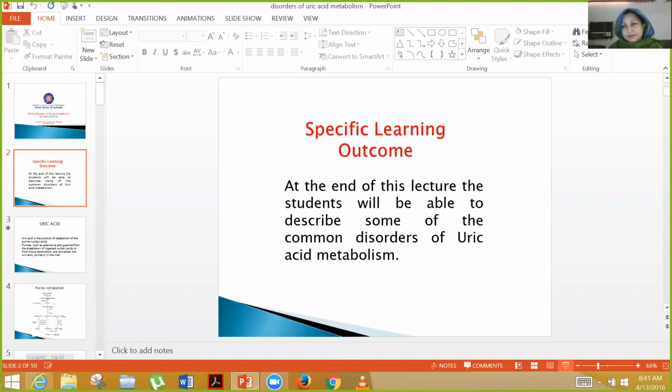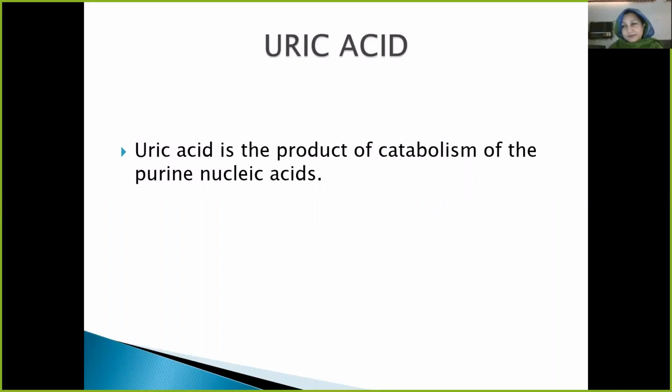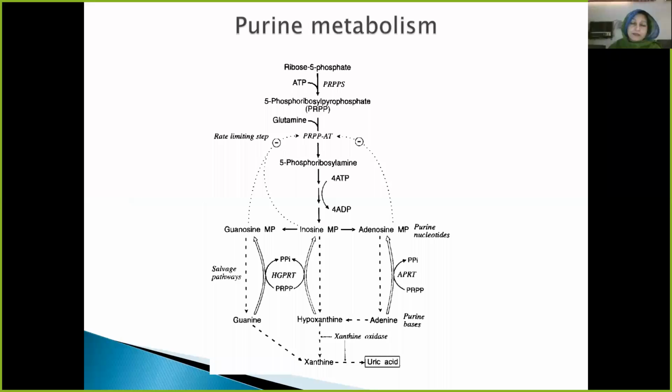Uric acid is the product of metabolism of purine nucleic acids. The purines such as adenosine and guanine from the breakdown of ingested nucleic acids or from tissue destruction are converted into uric acid primarily. This is the purine metabolic pathway.